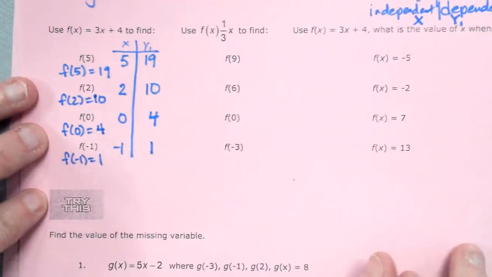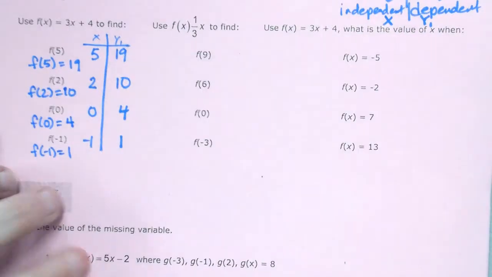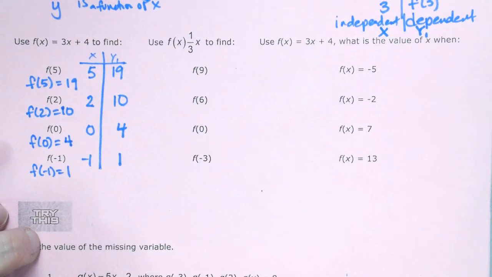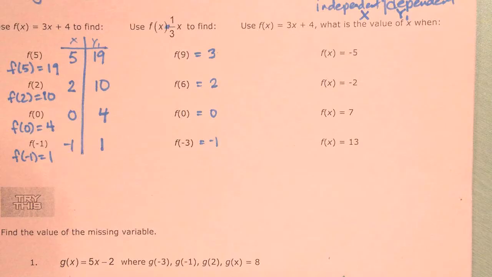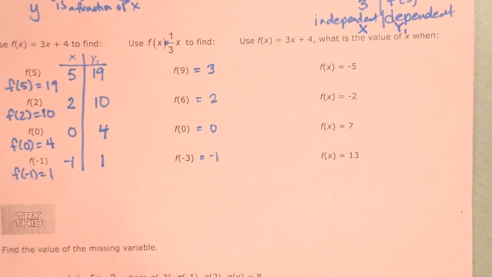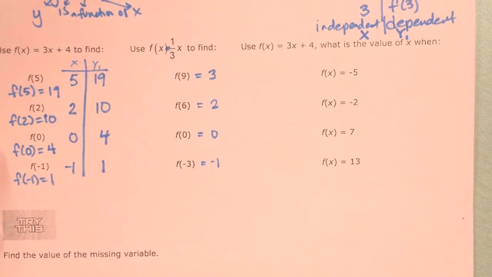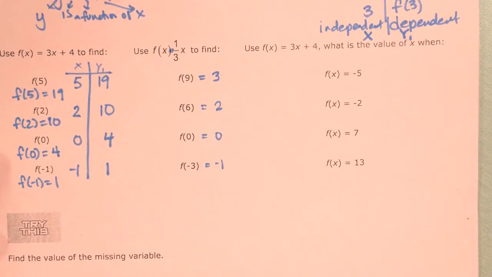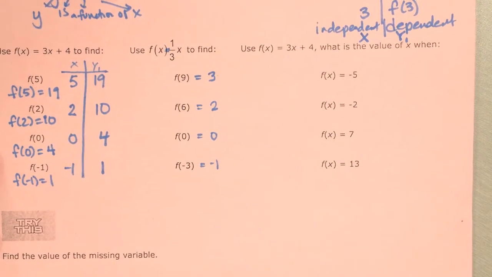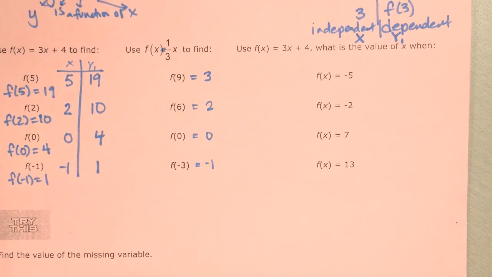Okay? Now, I want you guys to try the next one. Take a minute. All right, so hopefully you got the same values I did. f of 9 equals 3, f of 6 equals 2, f of 0 equals 0, and f of negative 3 equals negative 1. Right? Yeah, okay.